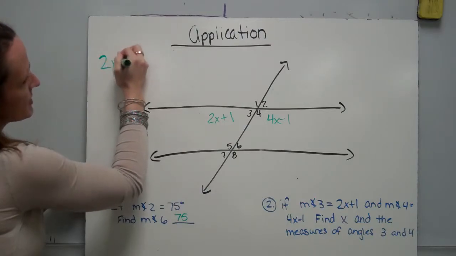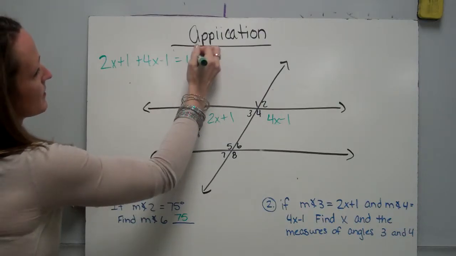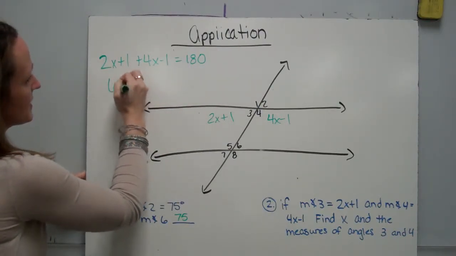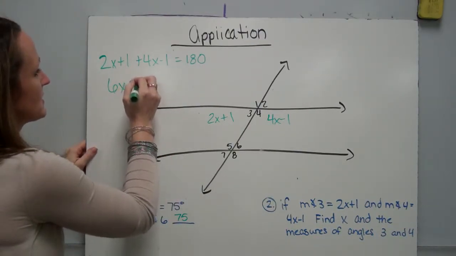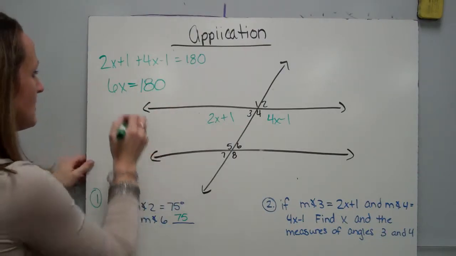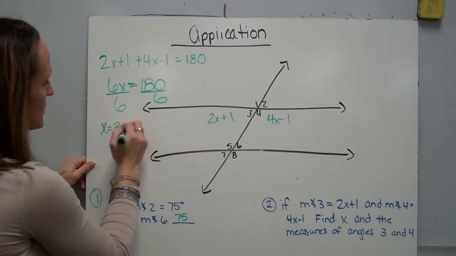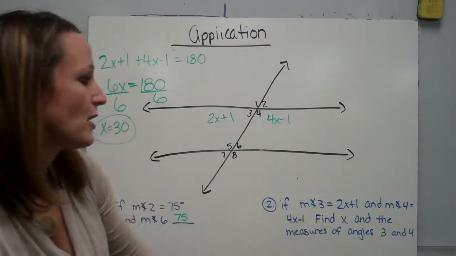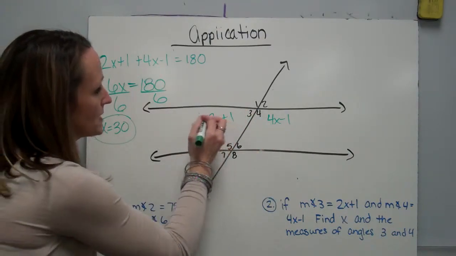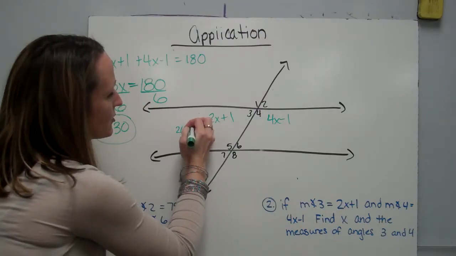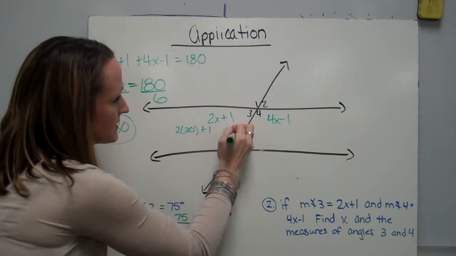So we can say 2x plus 1 plus 4x minus 1 equals 180. Combine our like terms, 6x, positive 1 and negative 1 just equals 0, so 6x equals 180. Now, if we divide both sides by 6, we're just solving an equation. We find that x equals 30. So that's the first part of the problem. Then it wants to know the measures of 3 and 4. Well, angle 3 was 2x plus 1, so we have to plug the 30 back in. 60 plus 1, so angle 3 is 61.